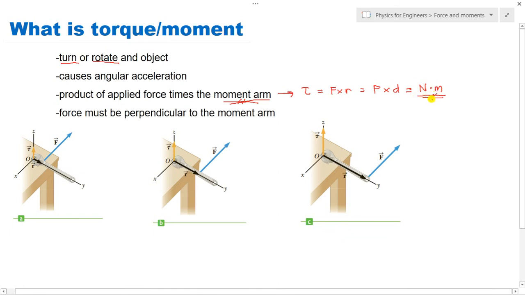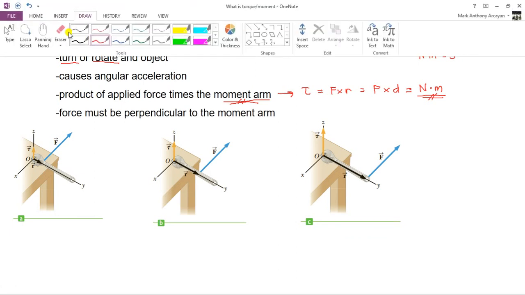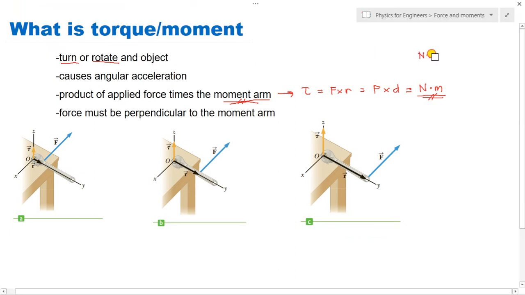Actually, when you reach the energy class, don't be confused, because energy is also newton meter, which is equal to joules. Don't convert our torque into joules, because it is not energy. This is just the applied force over a certain arm. Then, in order to analyze torque, the force should be perpendicular to the moment arm.